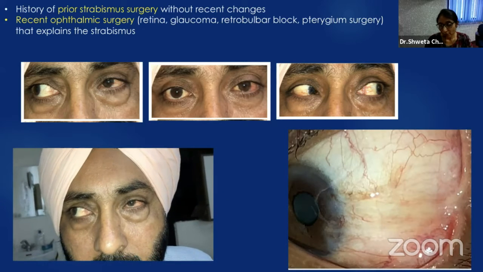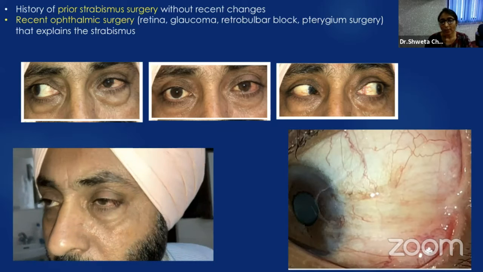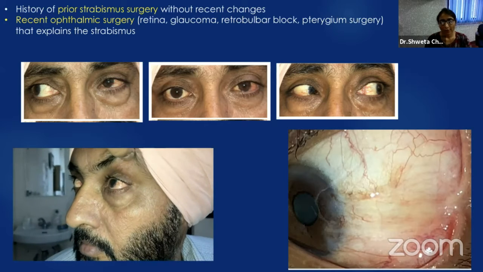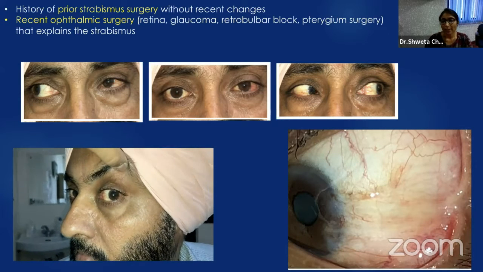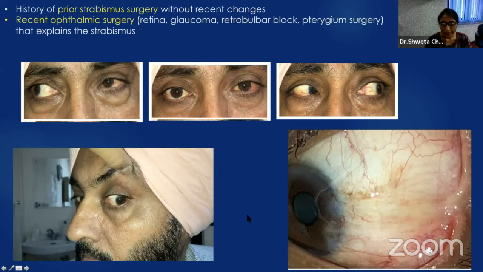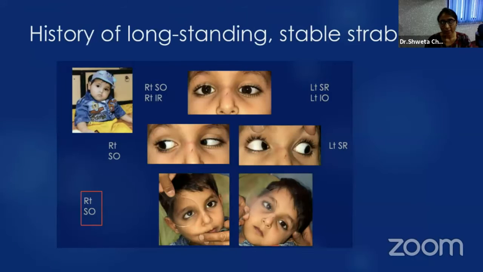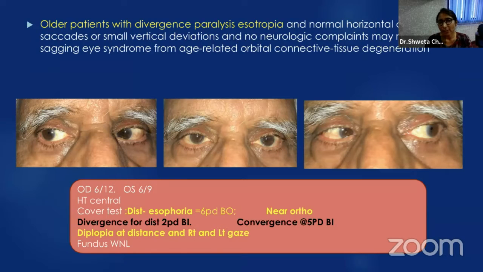On asking history regarding any ophthalmic surgery, the patient told that there was a pterygium surgery which happened 6 months back, and there was a fibrotic band on the lateral side which explained his condition. So here neuroimaging was not indicated. Now old traumatic third nerve palsy with aberrant regeneration need not imaging. Then history of long-standing stable strabismus. Then older patients with divergence paralysis esotropia, where patients present with small diplopia on the lateral sides, and this is because of sagging eye syndrome, age-related.